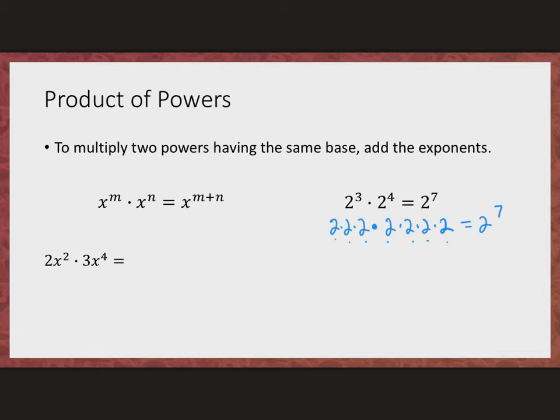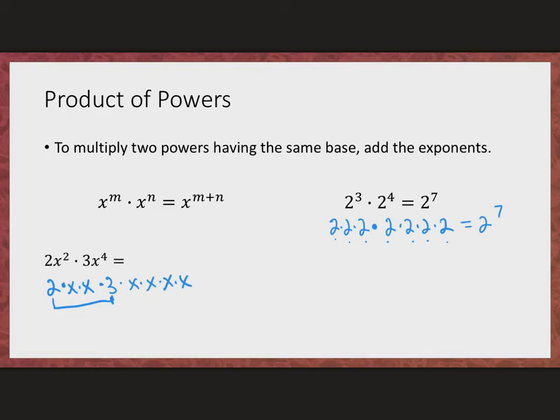So below we have 2x squared times 3x to the fourth. Well, this is a multiplication problem, so I can actually split this up into all of its individual pieces. I could say 2 times x times x, and that's another way to write 2x squared. Then I can write 3 times x times x times x times x, and that's another way to write 3x to the fourth. And since everything in this problem is being multiplied, it really doesn't matter what order I do things in. There is the commutative property of multiplication, which says I can solve it in any order I want.